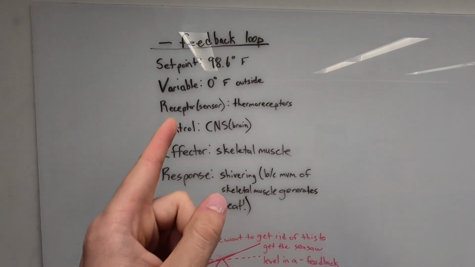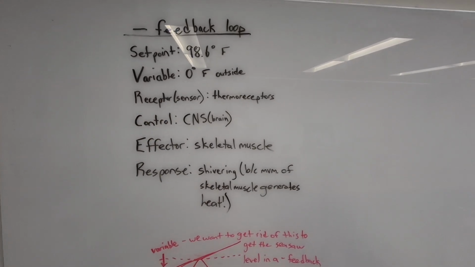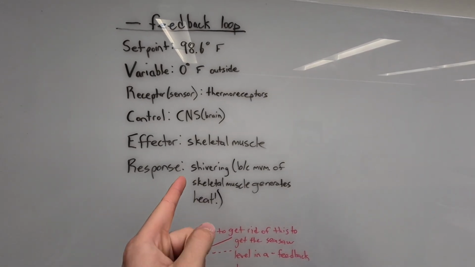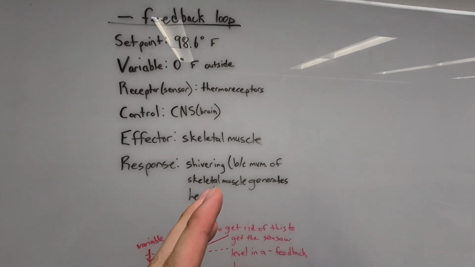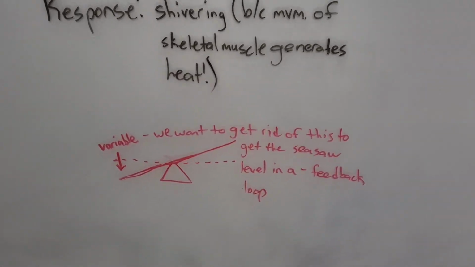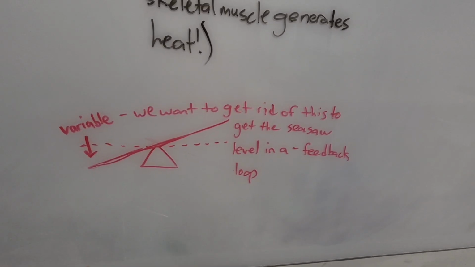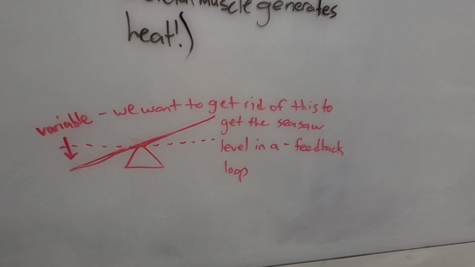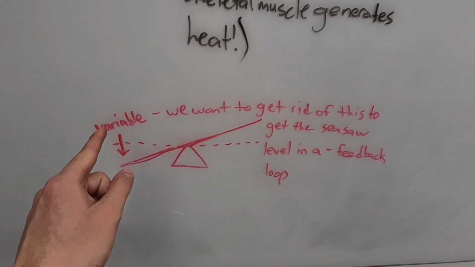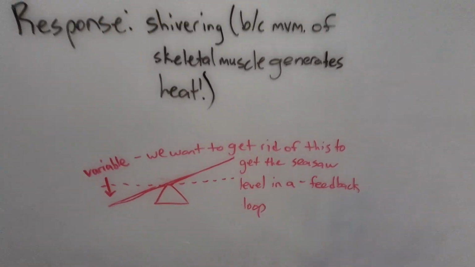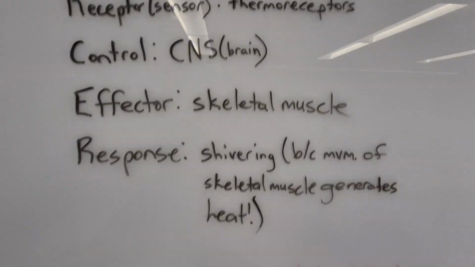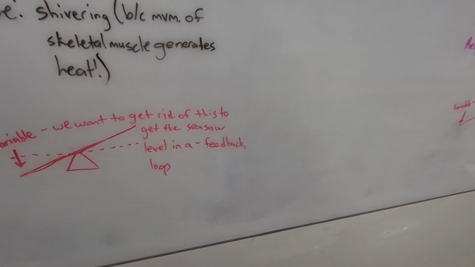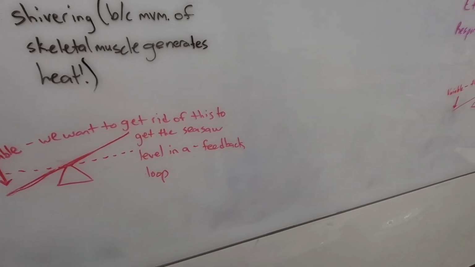So this is the example of the negative feedback loop that we were just talking through before, right? With the cold temperatures and how our response is going to be shivering to warm our bodies up. And in a negative feedback loop, we want to get the seesaw back to level, right? We want to get back to homeostasis. And we want to get rid of the variable in order to achieve homeostasis, 98.6 degrees Fahrenheit again, right? Whereas in a positive feedback loop, we do not want to stay at homeostasis, right?